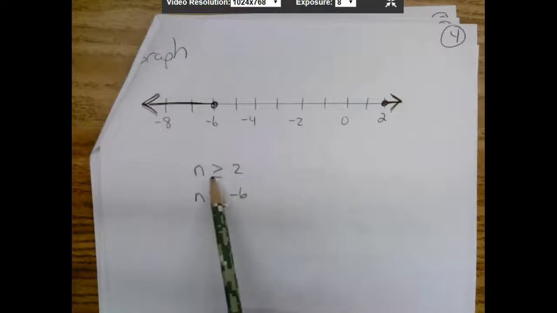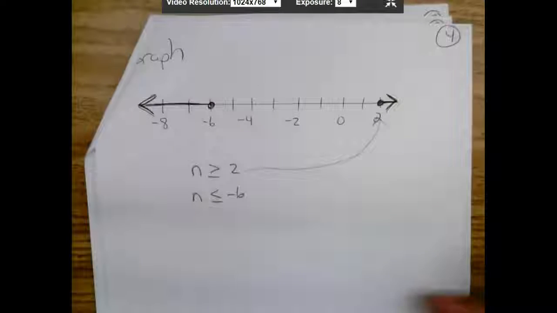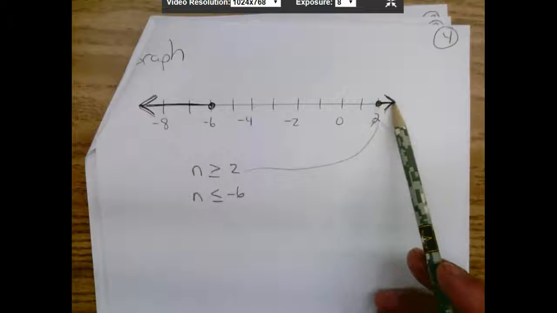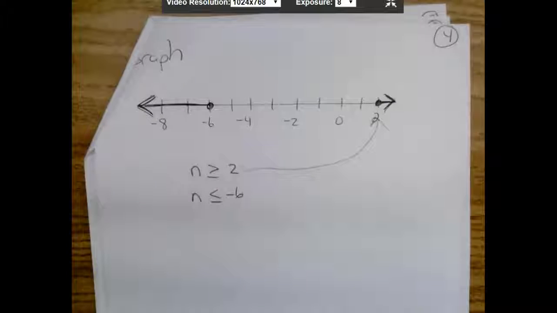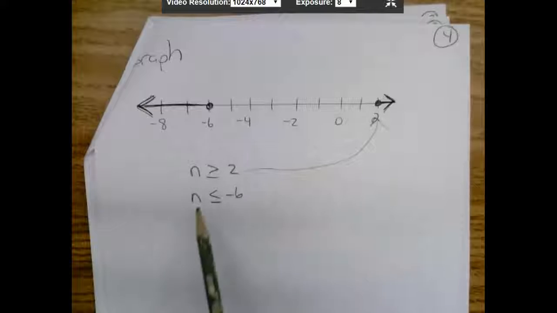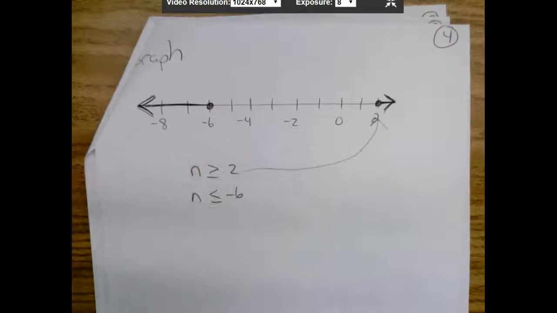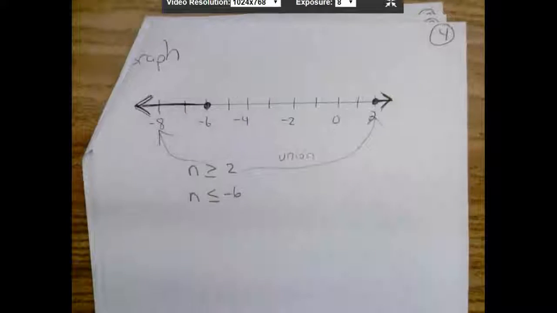n is greater than or equal to 2. That's this right here. And then we could make this longer, show some more numbers. But again, we know everything greater than or equal to 2 we fill in, and it's true all the way around the world, just keep going forever. But then we also know n is less than or equal to negative 6. So we start here. It's equal to as well, so we color it in. And we go to the left forever. So then that is our union graph for that.